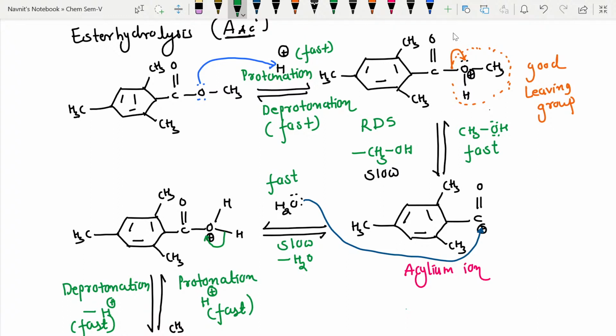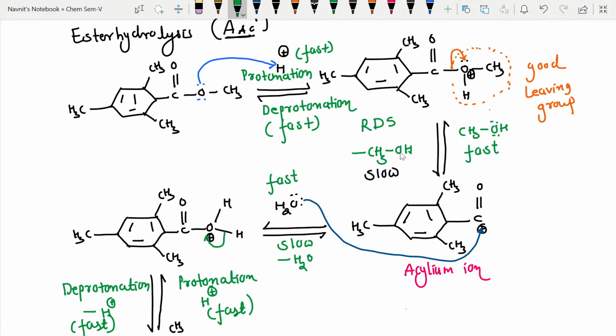But what about the backward reaction? In the backward reaction, this methanol attacks this positively charged carbon, and we get this molecule. But the attack of methanol on this carbocation is a fast step, while the elimination of methanol and formation of the carbocation is the rate determining step. That is a slow step. It is a slow and rate determining step.